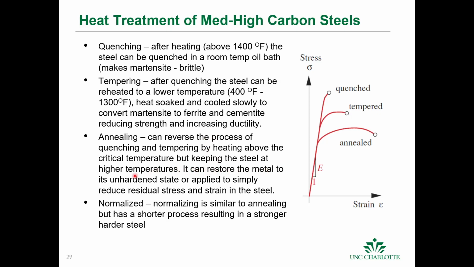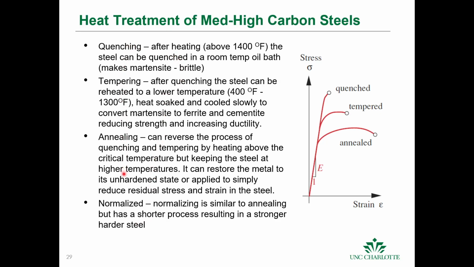It can restore the metal to its unhardened state, or it can be applied simply to reduce the residual stress and strain in the steel. But you can change the microstructure of the steel to have different properties that you want. Okay, so normalizing is similar to annealing, but the process is a little bit faster. So you don't fully complete everything, and that can result in a normal and harder steel.